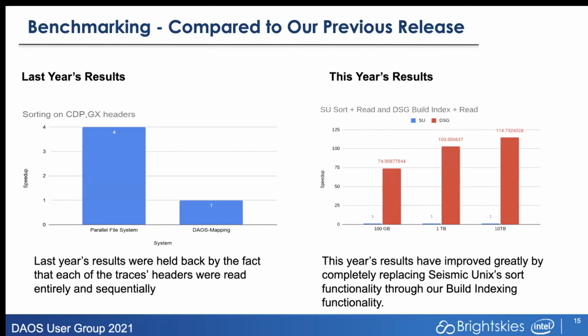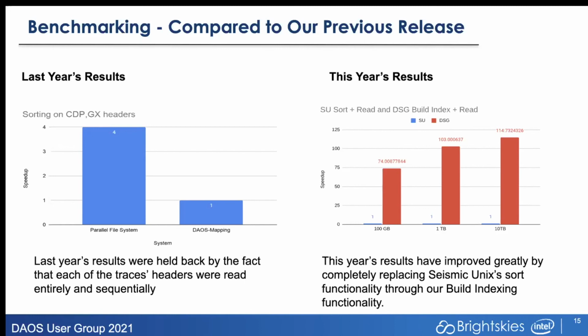Now, instead of actively sorting headers, we simply only need to build an index for the requested header keys to be sorted and perform a simple retrieval of data. Also, now that trace headers and trace data are separated in two different objects, the retrieval of headers is now much more optimized and independent from that of trace data.